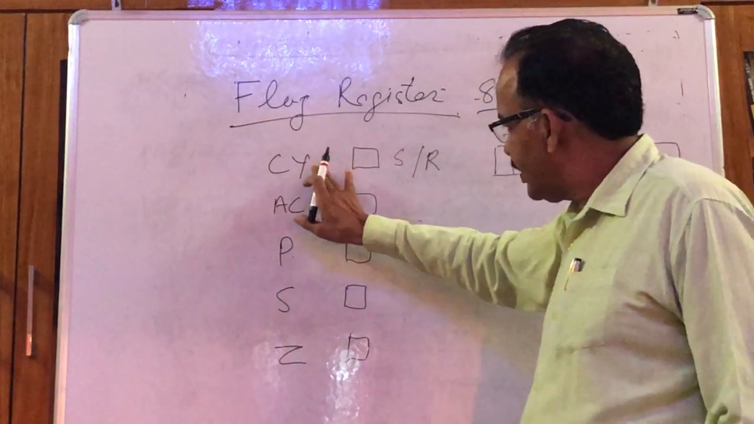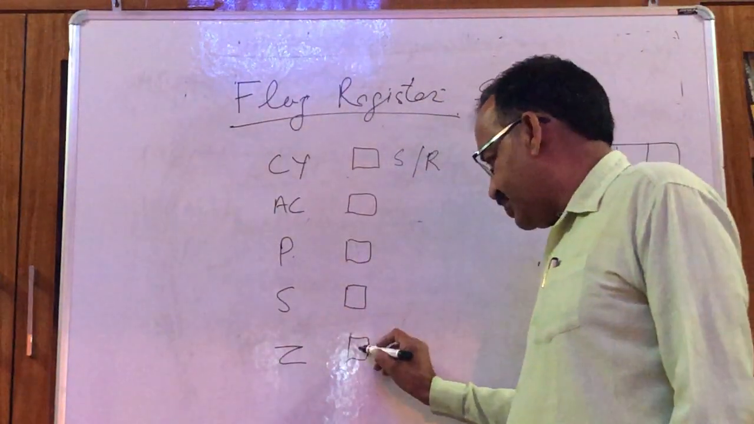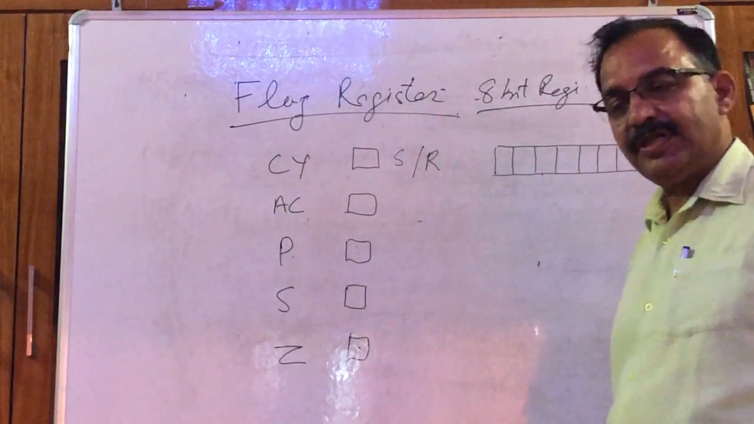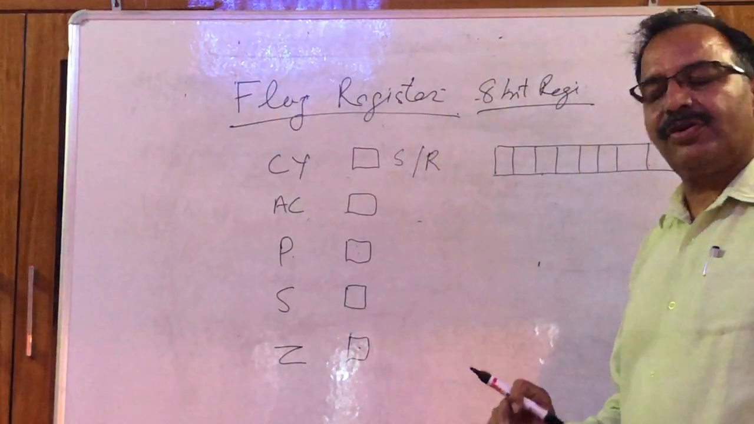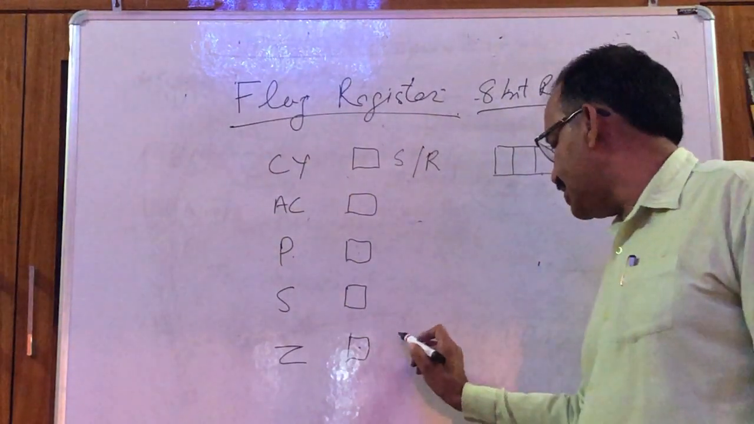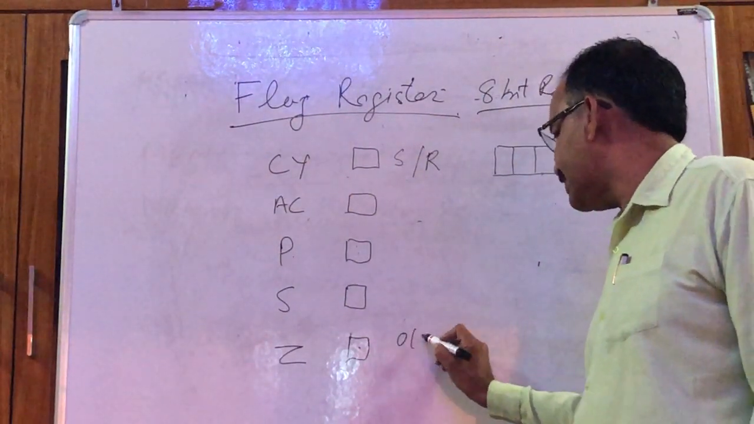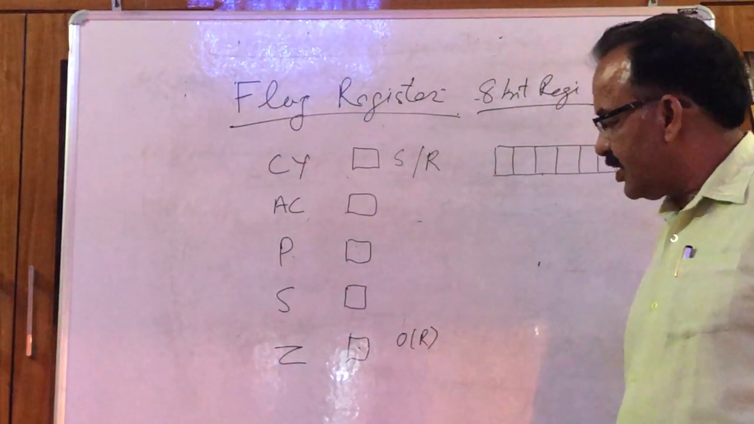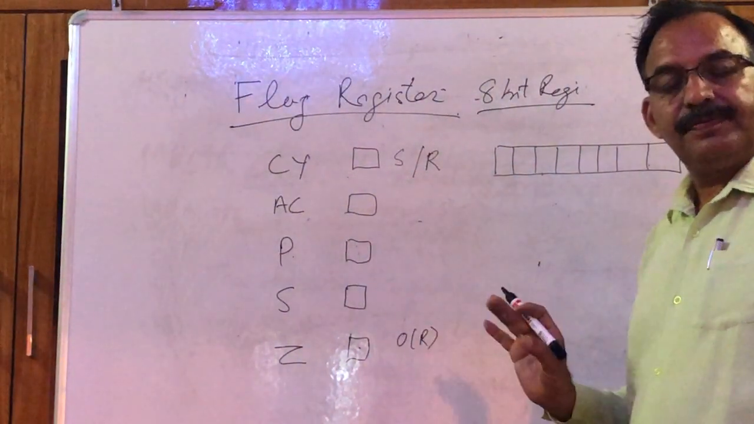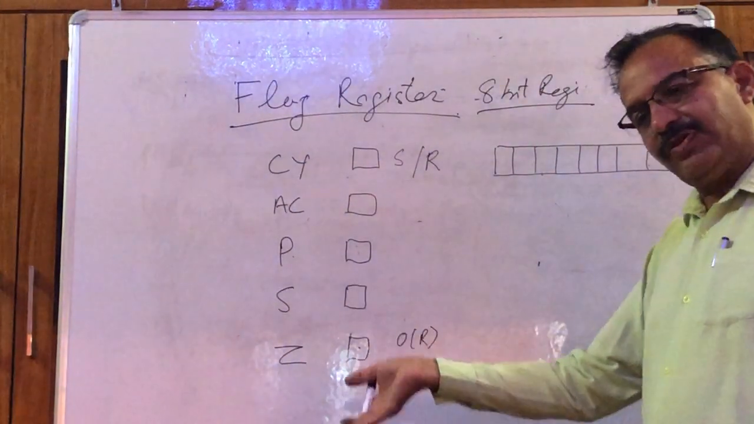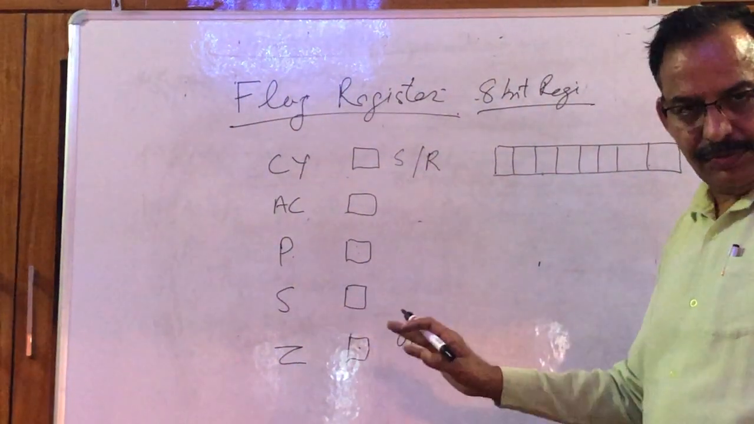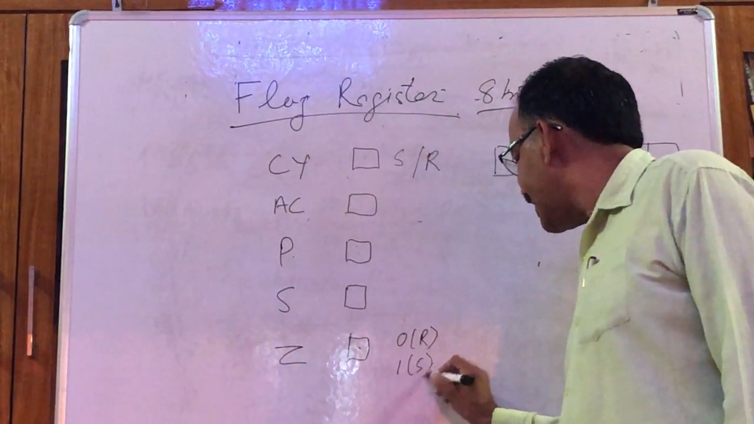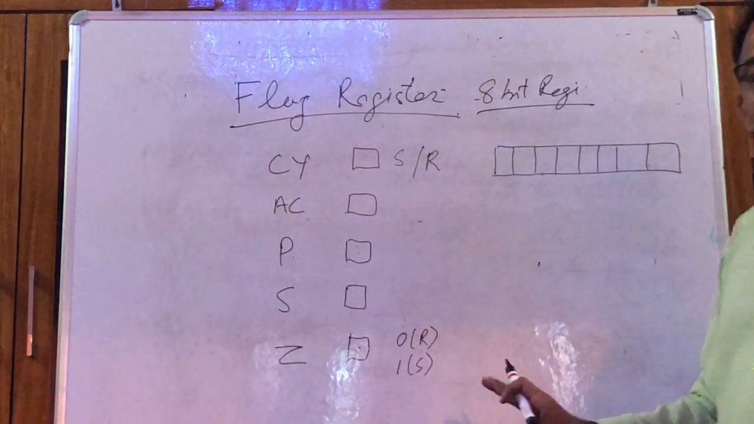Now what are these? Start with zero. The zero flag bit represents whether the result is zero or non-zero. If this bit is zero, that means reset, it means the current result is non-zero. It may be positive, it may be negative, but it is not zero. And if it is set, that means it is at logic 1, that means the current result is zero.